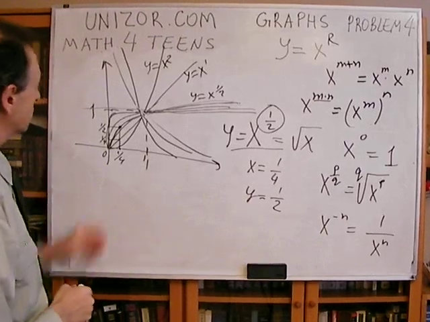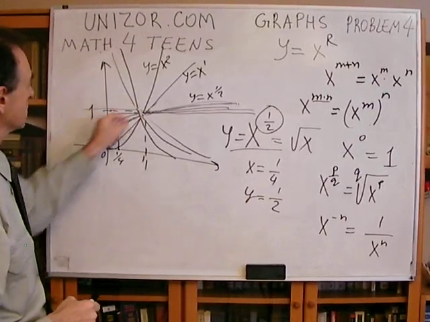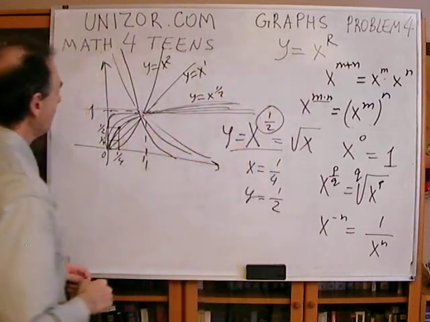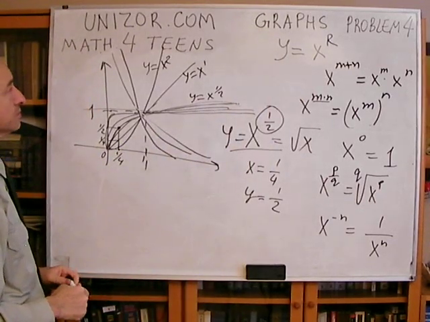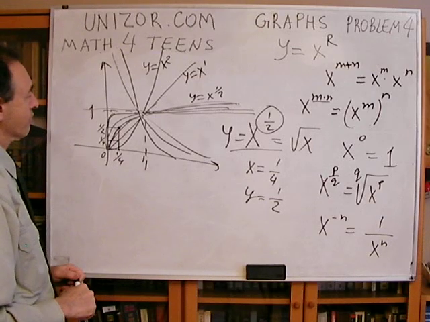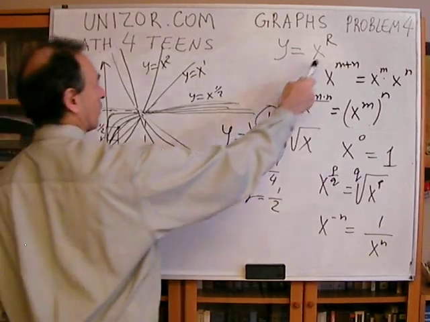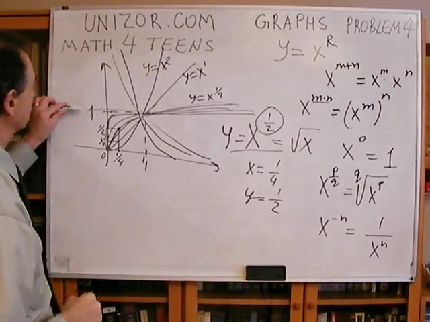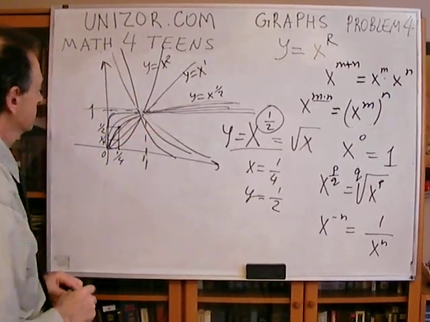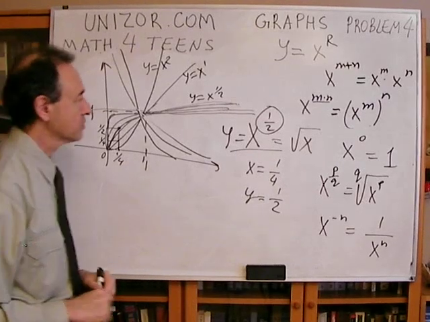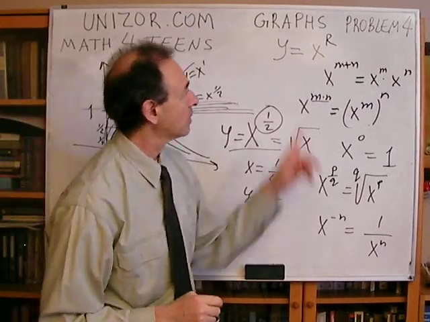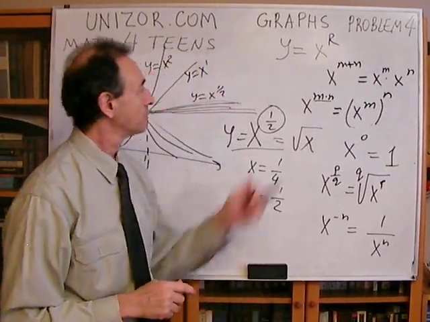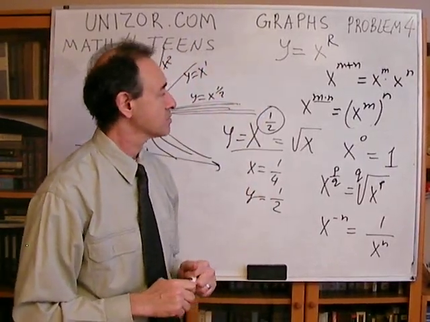And again, what's interesting is they are tied together in these two points. 0 and 1, they're all the same. In 0, it's 0, and in 1, it's 1. Well, except when r is equal to 0, which is a completely separate case, and the function is horizontal 1. All right, basically, that concludes my problem number 4, to graph all the functions of y is equal to x to the power of r.